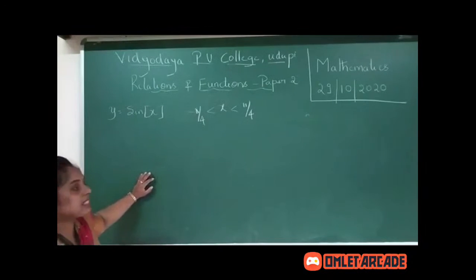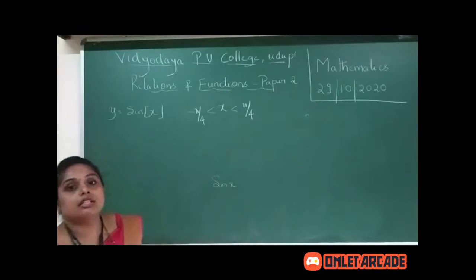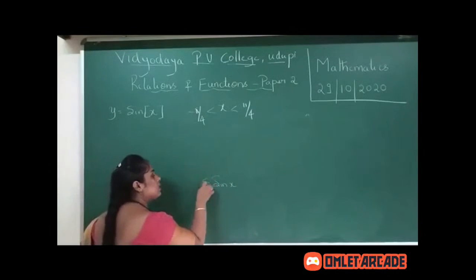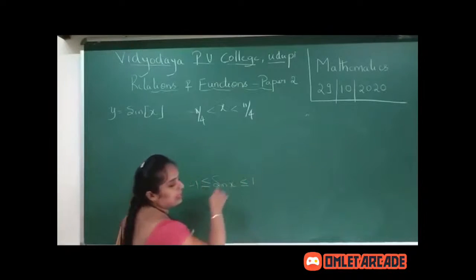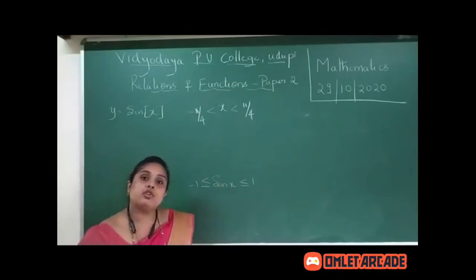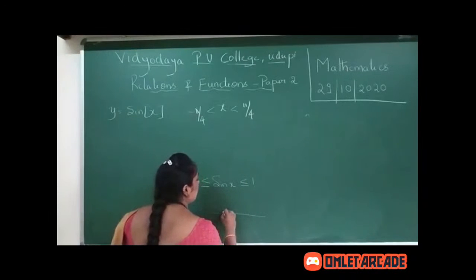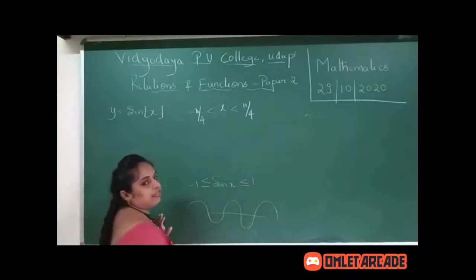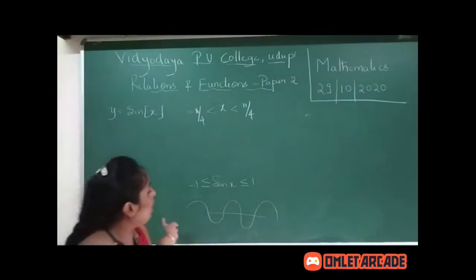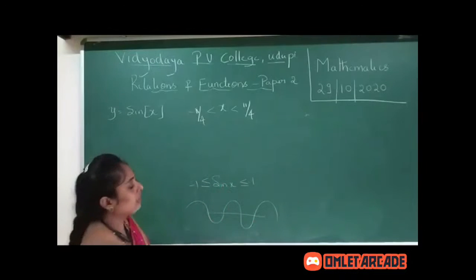You know the range for sin x. What is the range? Sin x lies between minus 1 and 1, and the domain is all real numbers. In the place of x, you can put any real number. You know the graph also; you have drawn the graph. It's defined for all real numbers and the value lies between minus 1 and 1.